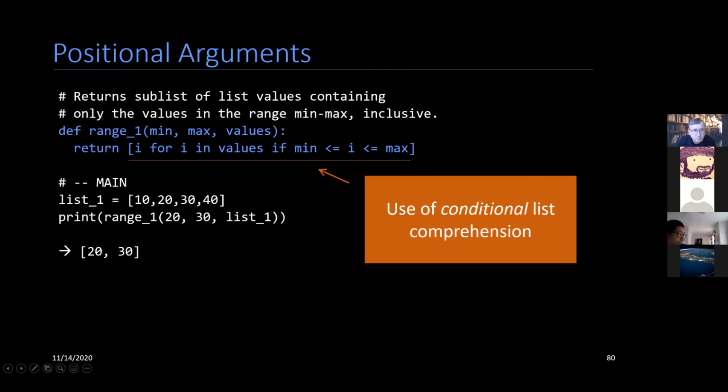And using list comprehension, I'm producing a list of values that are only between the min and the max. So I gave it a min of 20 and a max of 30. I wanted to take a subset of this list and return a list which is only those values within that range. So it's going through the list, for each i in the list I gave it, put i in the list if it's within that range.